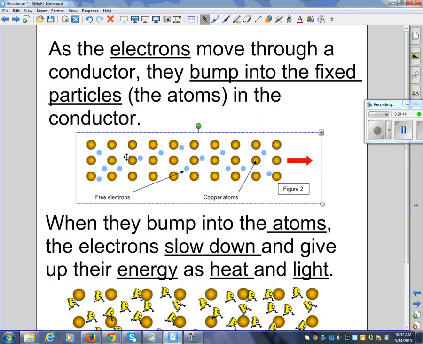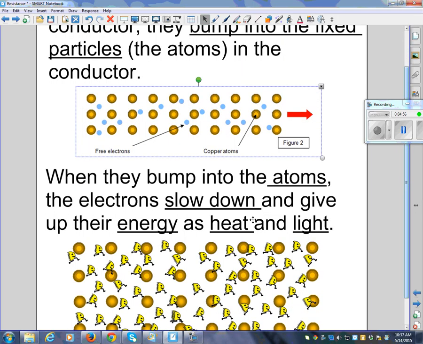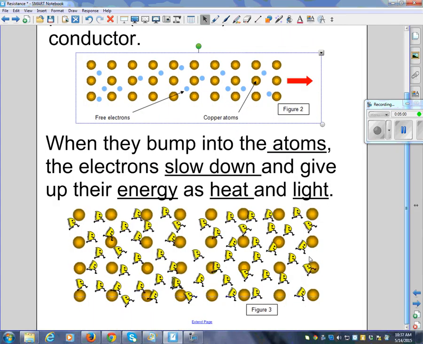And they're trying to get through them all, bumping into those darn standing around copper atoms. And when they bump into the atoms, the electrons slow down and give up their energy as heat and light. And here's an example of that, or a picture of that, right? When we crank the hand generator, the electrons are bumping into the copper atoms in the filament, giving off heat and light. I'll pause there for a second.